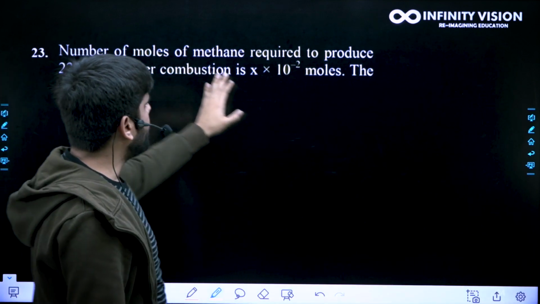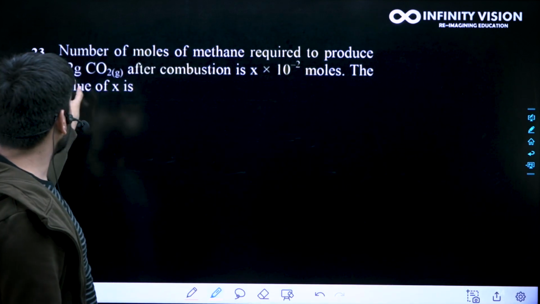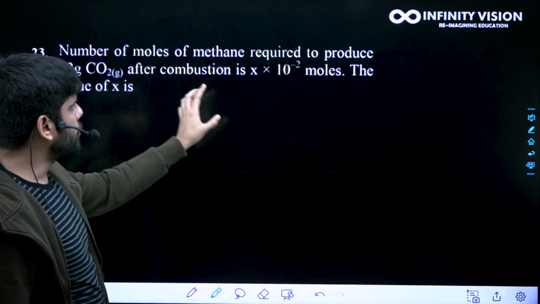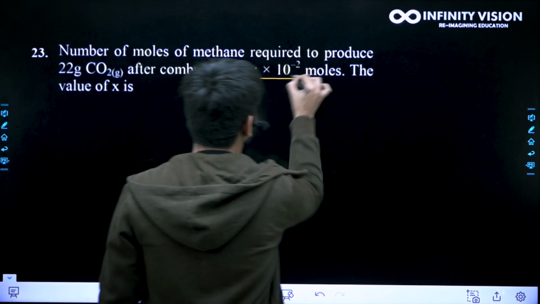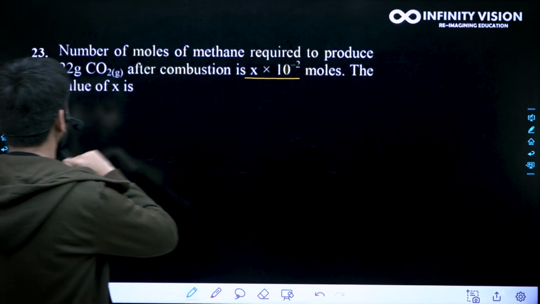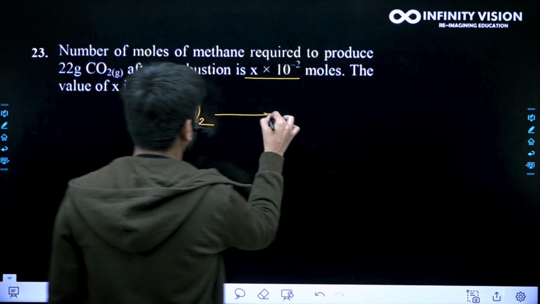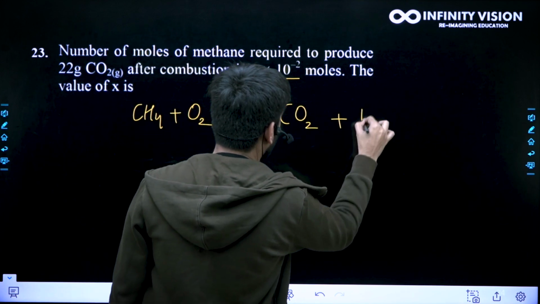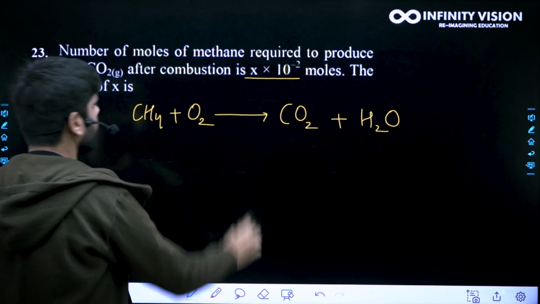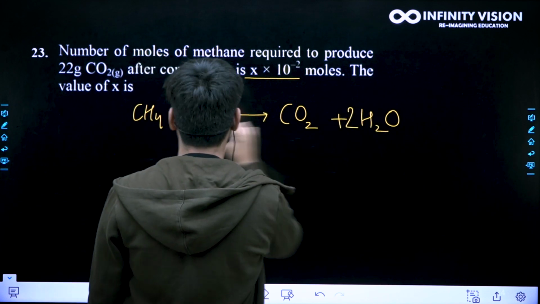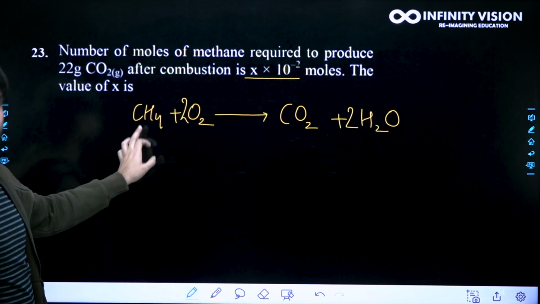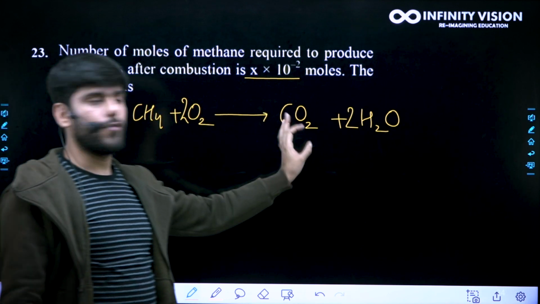Number of moles of methane required to produce 22 grams CO2 gas after combustion is x into 10 to the power minus 2 moles. The value of x is. Okay. So combustion of methane. What are the combustion products? CO2 and H2O. So 1 mole of methane requires 2 moles of oxygen in order to form 1 mole of CO2.